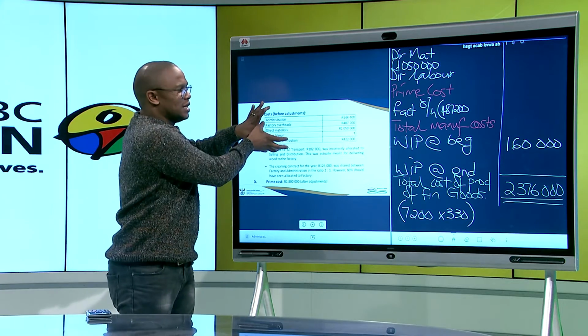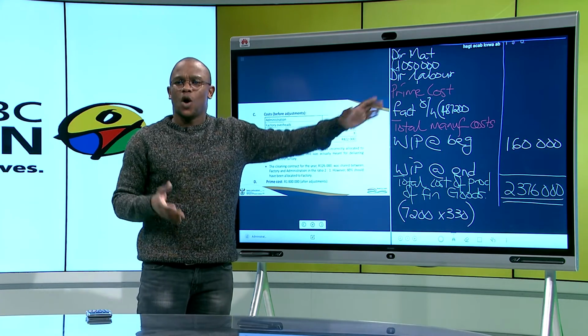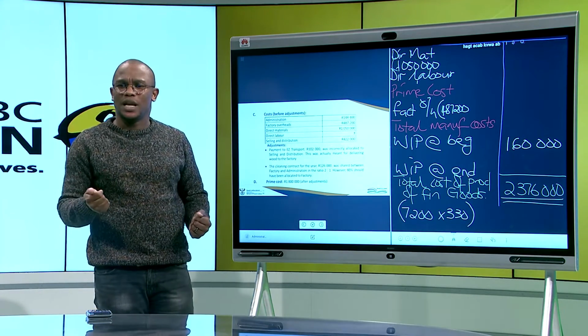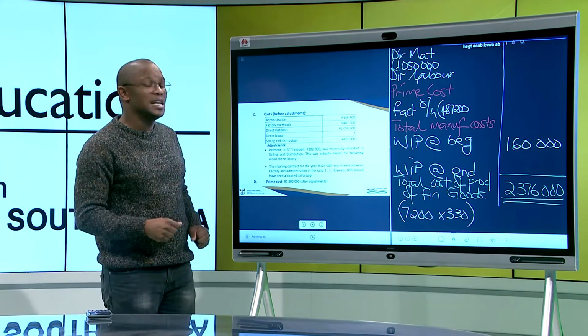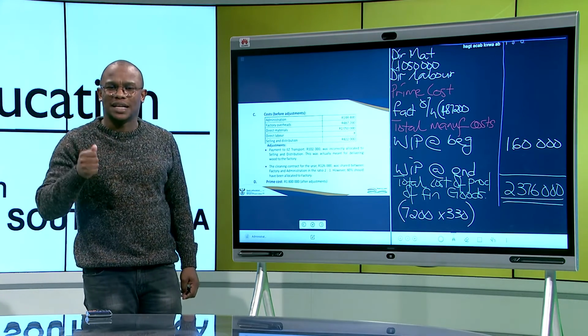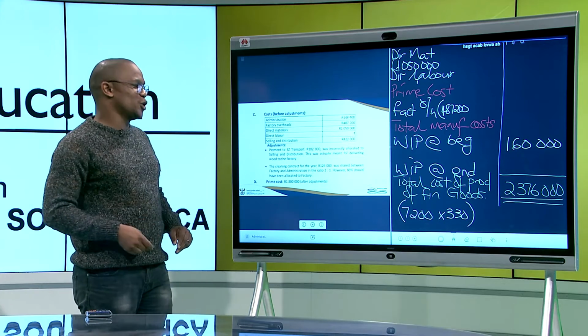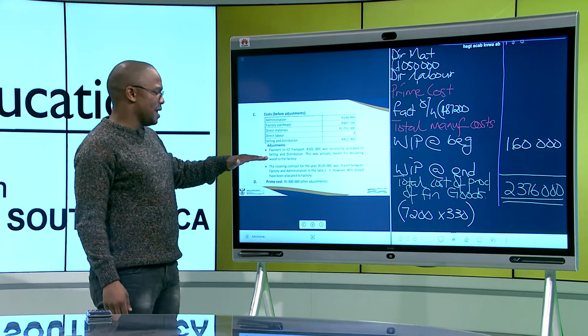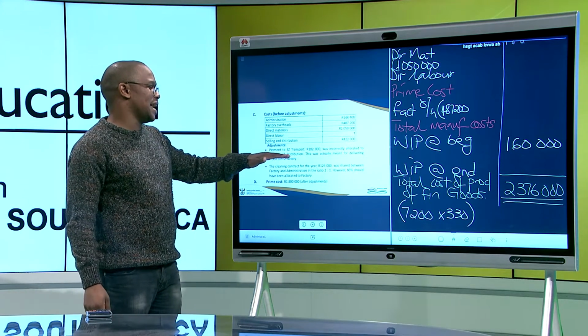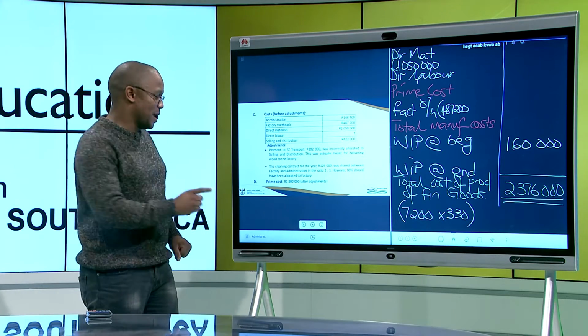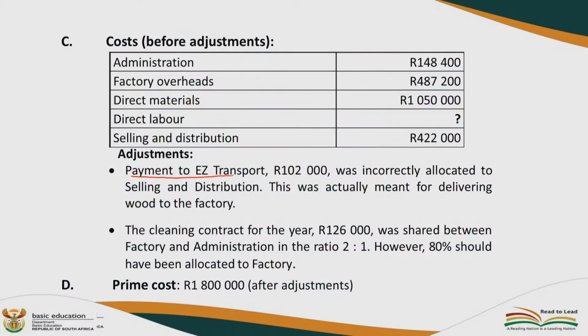I just took the balances, I recorded them on both your production cost as well as your abridged income statement. That was before I took adjustments into account. Then let's go to adjustments. They say payment to EZ Transport. Payments of transport was 102,000. They say it was incorrectly allocated to selling and distribution.